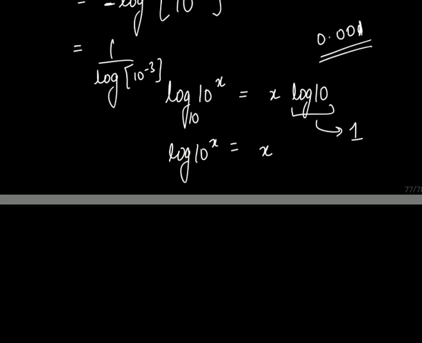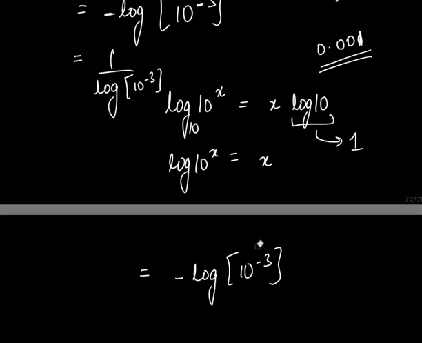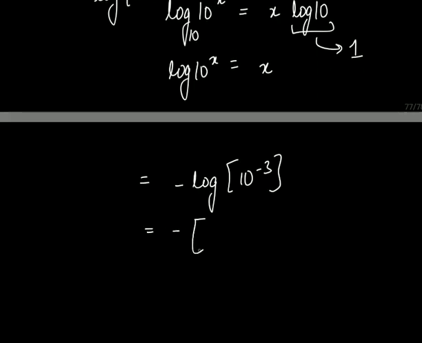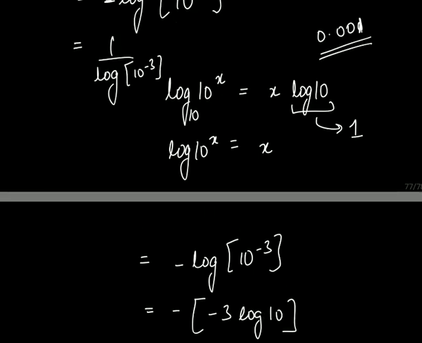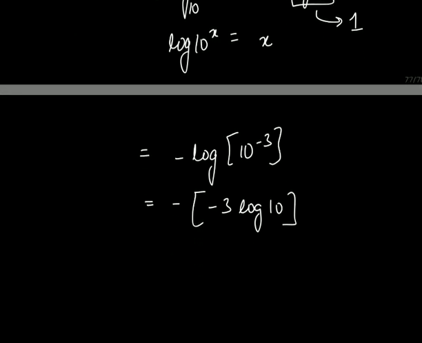So now let's apply over here. Minus log 10 raised to the power minus 3. So our minus 3 over here is our x. So we will keep this minus outside the bracket. So this will be minus 3 log 10. If you can see, log 10 raised to the power x is equal to x log 10. So log 10 value is always equal to 1. So ultimately this will be minus 3 and this log 10 is equal to 1 only. So this minus minus will become plus and this will be 3.